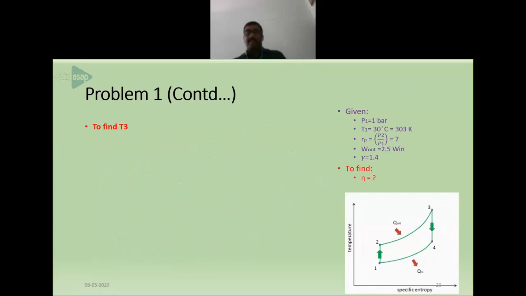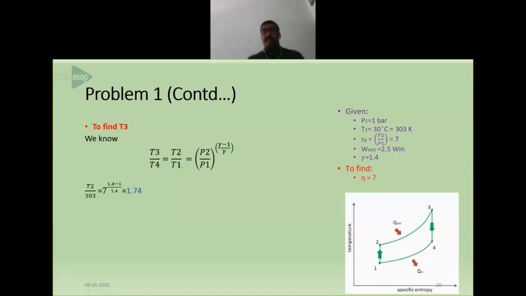First, we will start with how to find out T3. To find out T3, we know the relation. Already we have considered this relation in the derivation. That is T3 by T4 is equal to T2 by T1 is equal to P2 by P1 the whole raised to gamma minus 1 by gamma.